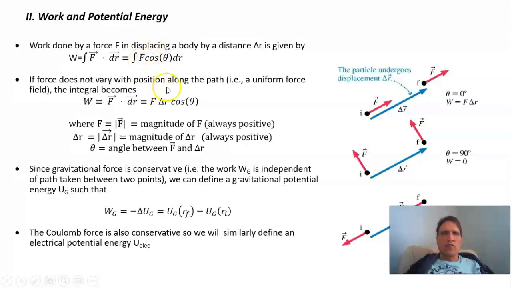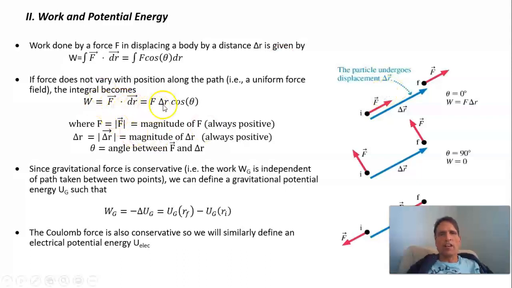If the force varies along the path, we have to do an integral. But if the force is constant along the path, in other words, if this is a uniform force field, kind of like gravity near the surface of the Earth, then we can pull it out of the integral and the work just becomes F times delta r times the cosine of the angle between them. This is the magnitude of the work.